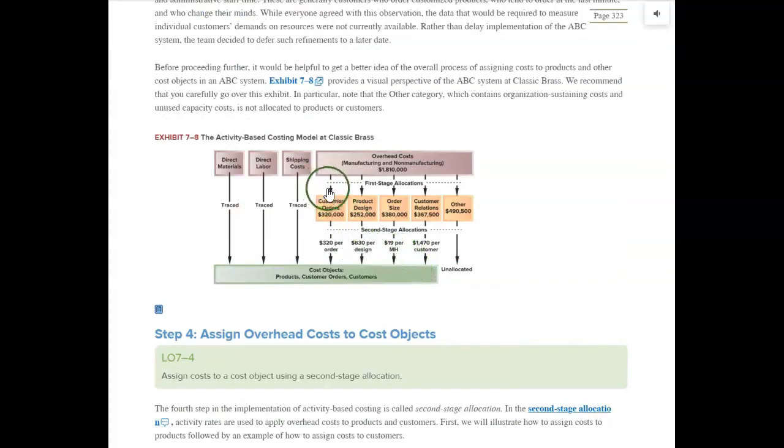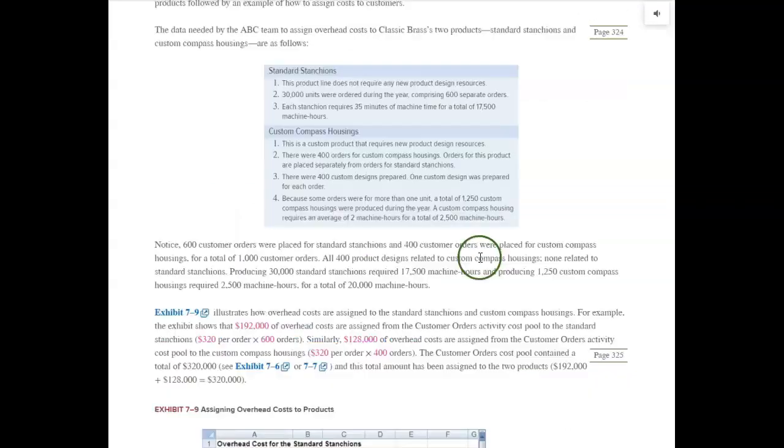So what we've done is taken the overhead cost, manufacturing and non-manufacturing, and we're attaching these to all the different activities. Direct materials, direct labor, go straight to the product. Shipping cost, go straight as a period cost, straight to the income statement. Here's what we're doing, dividing up all the overhead costs, again, related to manufacturing and non-manufacturing, to try to be more detailed, more specific in exactly what activities are costing us.